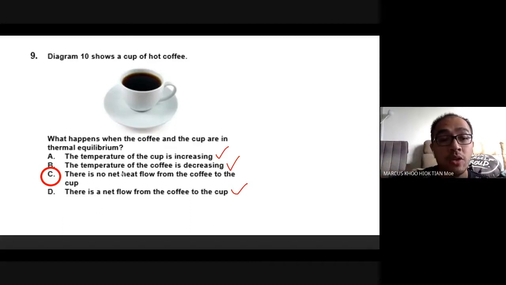Okay, so there is no net heat flow because the coffee is transferring the same amount of energy to the cup and the cup is transferring the same amount of energy to the coffee. Okay, be careful of this.